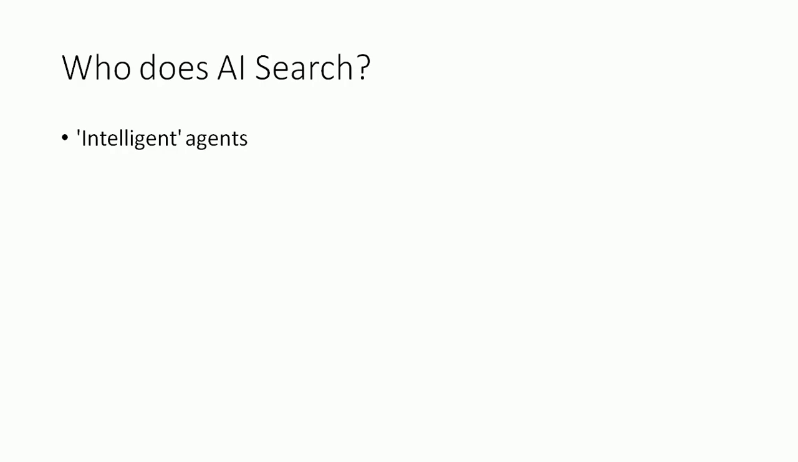The answer to that is very simple. Intelligent agents perform AI search. Then the next question is, who are these intelligent agents? These intelligent agents are nothing but your software programs, and these programs can be inside a robot, they can be on a server, they can be in your mobile phone, or essentially anywhere where you can run a software.